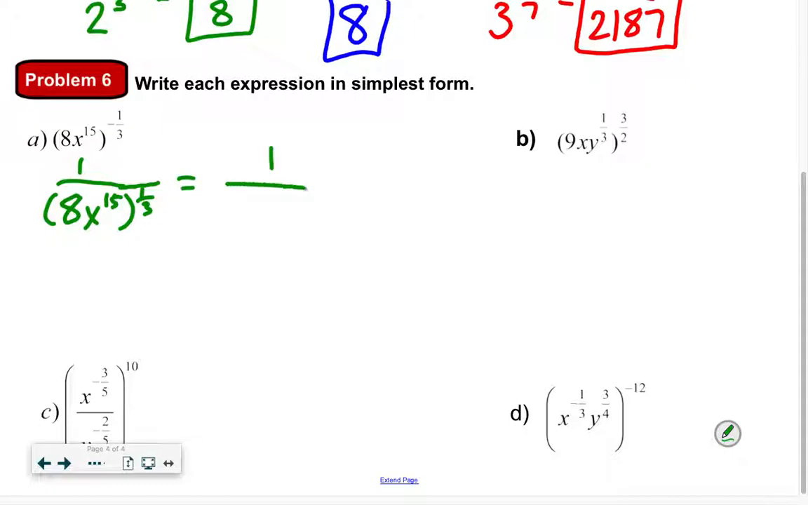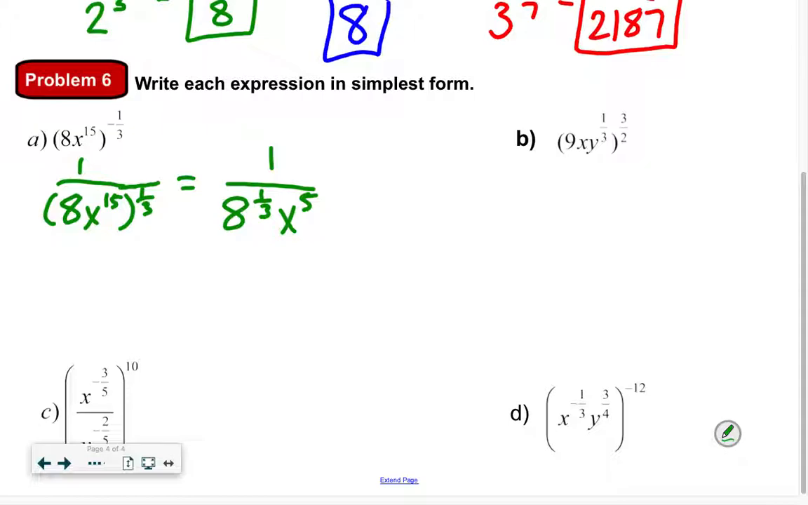So I'll have our 1 on top. 8 right now doesn't have a power, so when there's nothing there, it's an imaginary 1. Remember, power to power, you multiply. So I have 8 to the 1/3 power. What power would my x be? 5. All we're doing is multiplying our exponents. So x to the 5th.